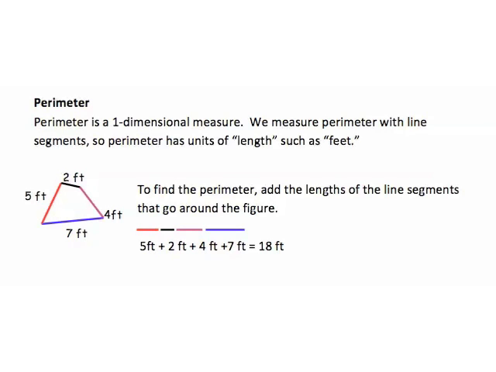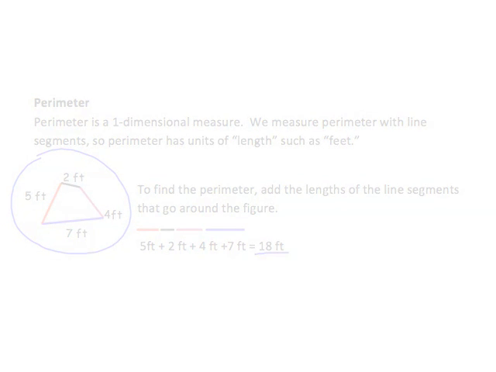Let's take a look at perimeter. Perimeter is a one-dimensional measure. We measure perimeter with line segments, so perimeter has units of length, such as feet. For example, to find the perimeter of this figure, all we're going to do is measure all of the straight lines around this figure and add those all together. So we add the length of these line segments that go around the figure, and when we add these up, we get a total of 18 feet. So the perimeter of this figure is 18 feet, a one-dimensional measure.